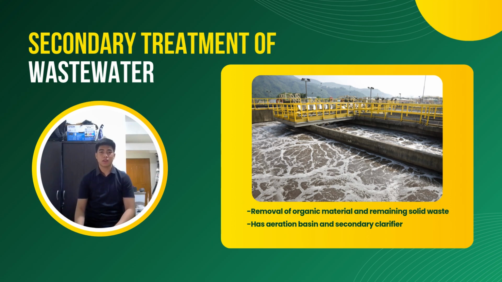Next up is the secondary treatment, which is involved with the process of eliminating organic material. This organic material can be composed of food waste, human waste, and animal waste, just to name a few. The secondary treatment is then divided into two parts, namely the aeration basin and then the secondary clarifier.